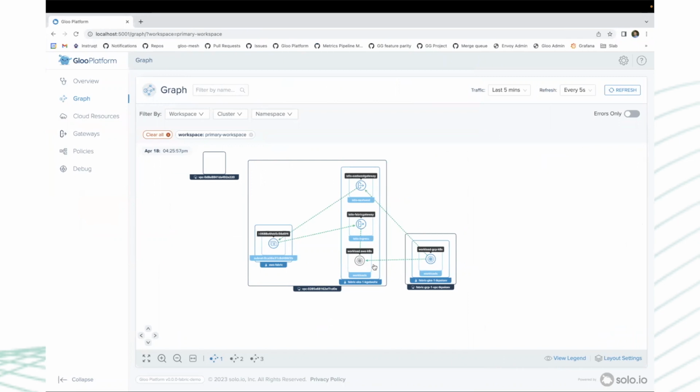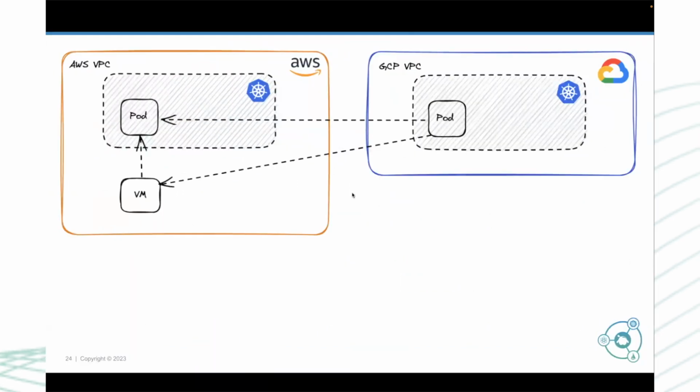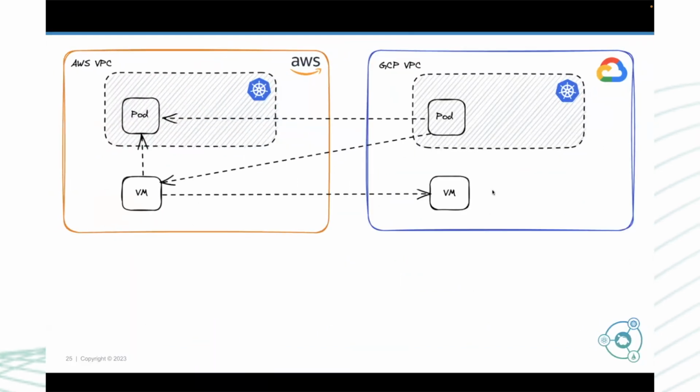So the next part we're going to enable is going to really show off the full network path that Gloo Fabric enables, and that is from this VM to this VM. And they're going to talk securely by leveraging the Kubernetes clusters here that are part of Gloo Mesh.